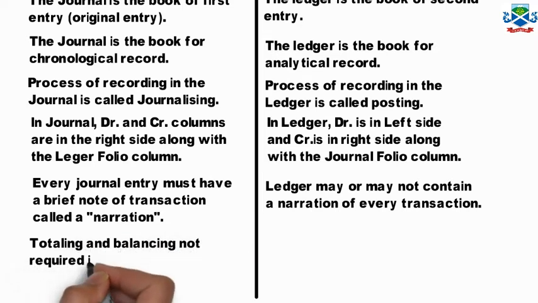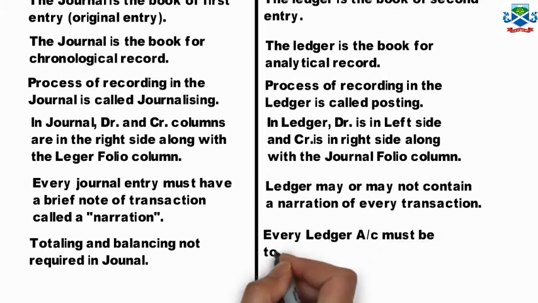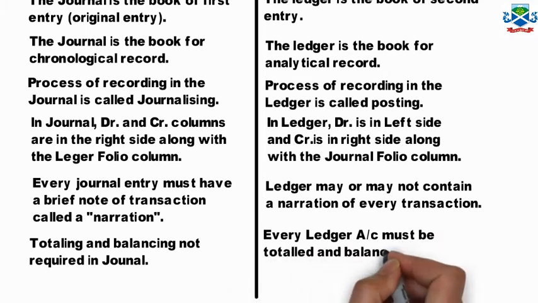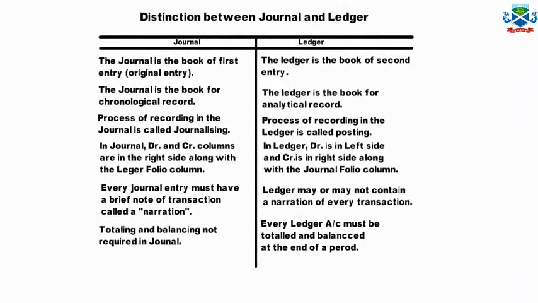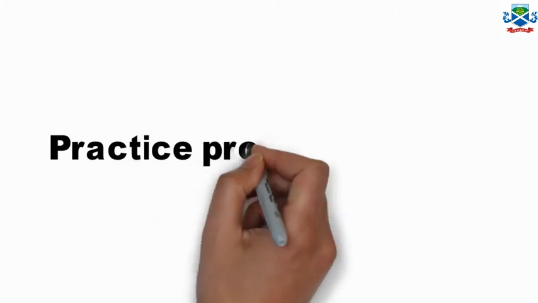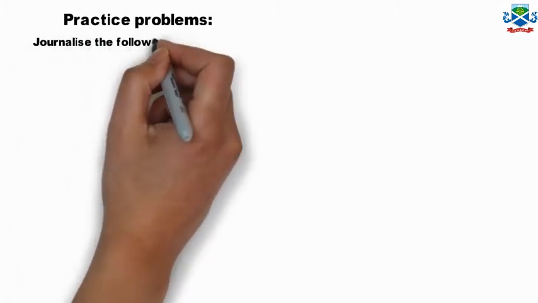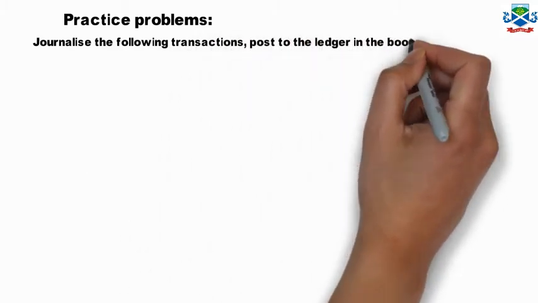Totaling and balancing is not required for the journal. Every ledger account must be totaled and balanced at the end of a particular period. So that's the distinction between journal and ledger. Now we'll solve one question from journal to ledger, and to prepare a trial balance, we'll be going through this problem.